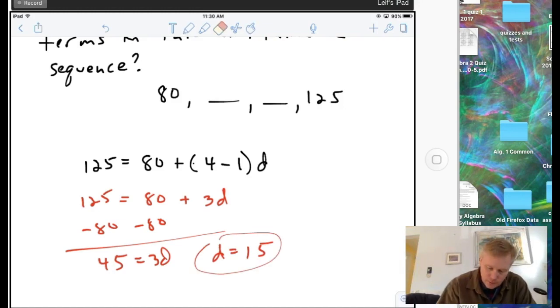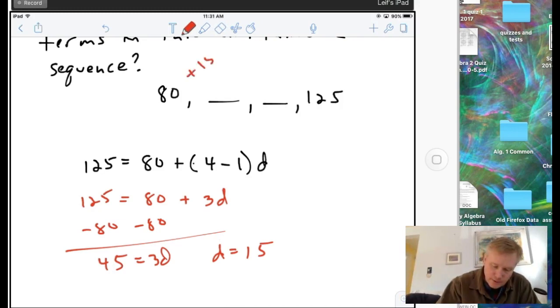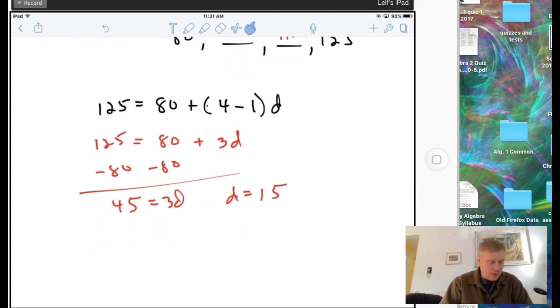Not the final answer, but something I needed to get there, which means, these numbers are getting bigger and bigger, so if I add 15, I'll get my first number of 95. If I add 15 more to 95, I get 110. And if I add 15 more, I get your fourth number, 125. Okay.